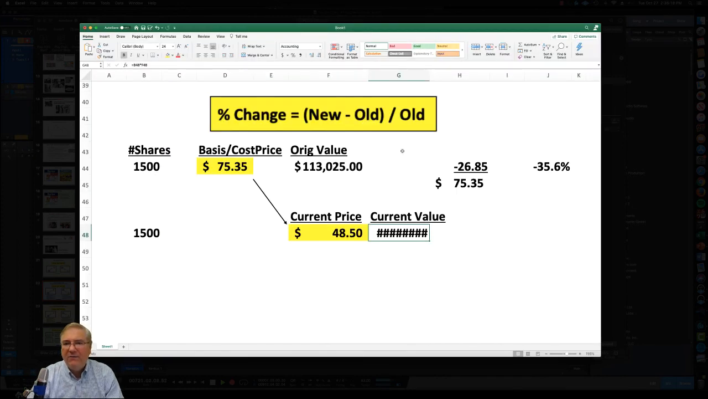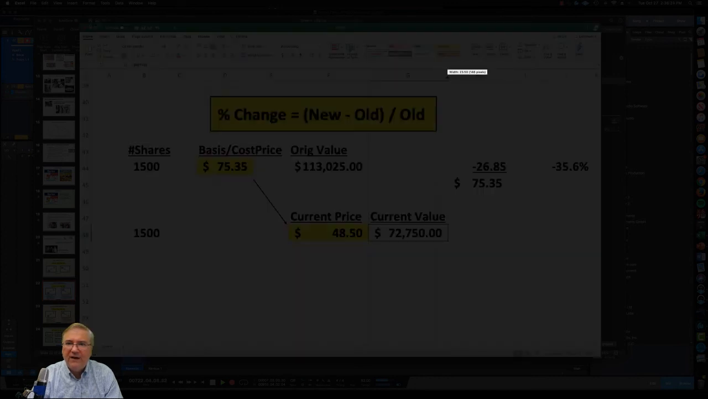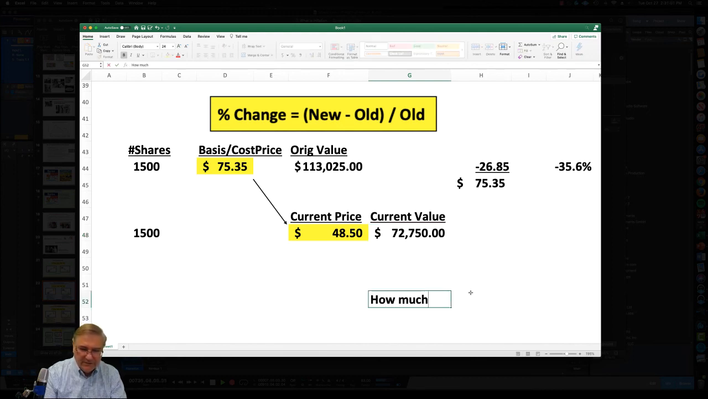And in Excel, whenever you see that, it's sometimes because you don't have enough room. So I stretch out the column size like that by holding on to the top like that. So the current value of his position in TechHub stock is $72,750. How much did he lose in dollars?